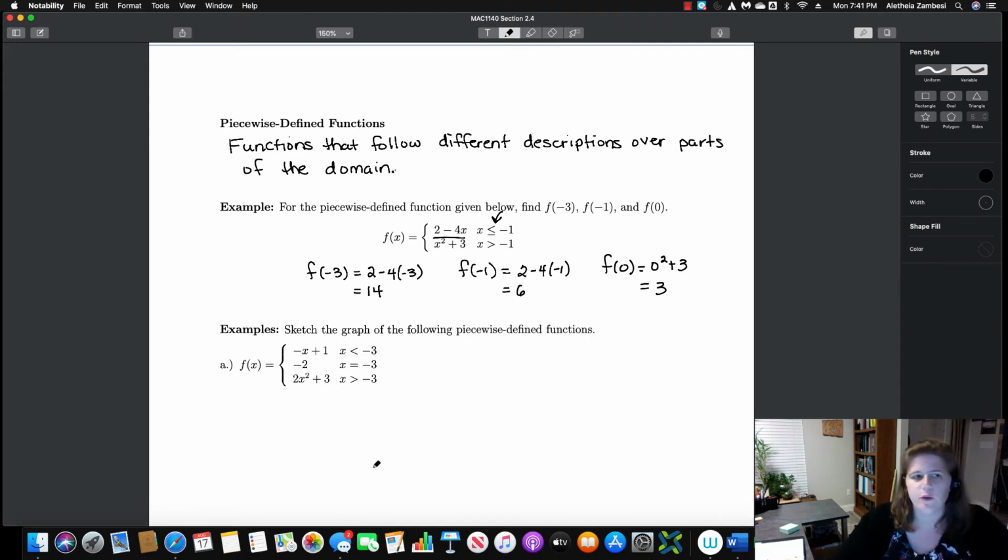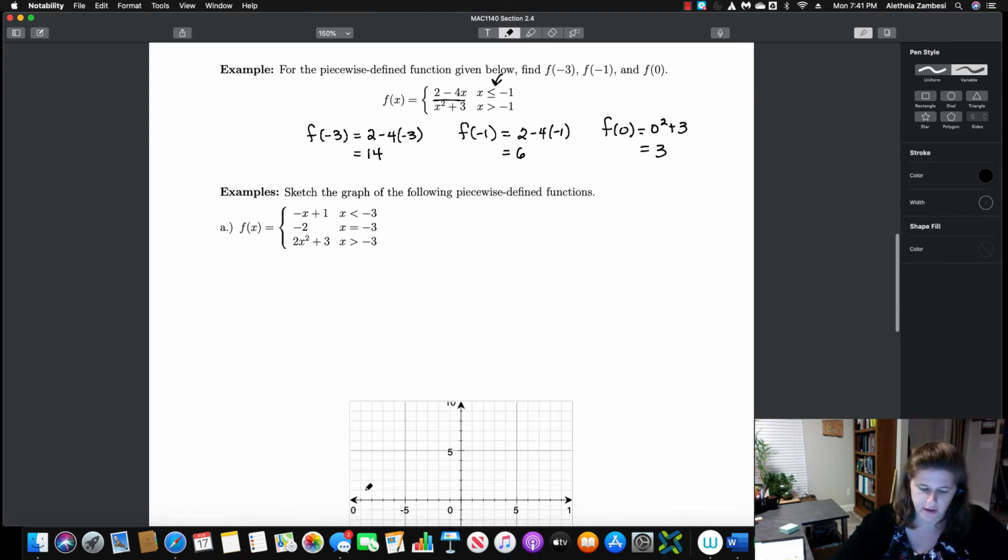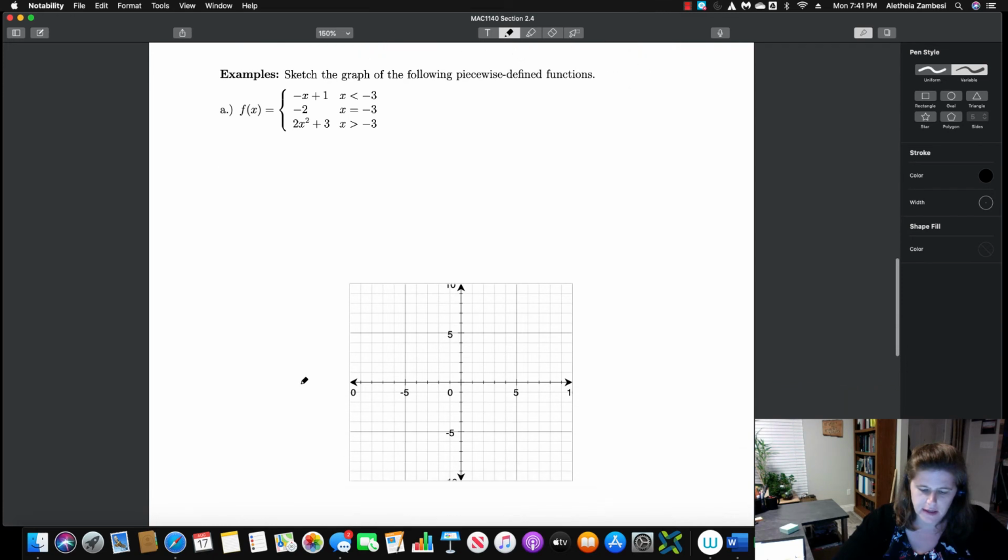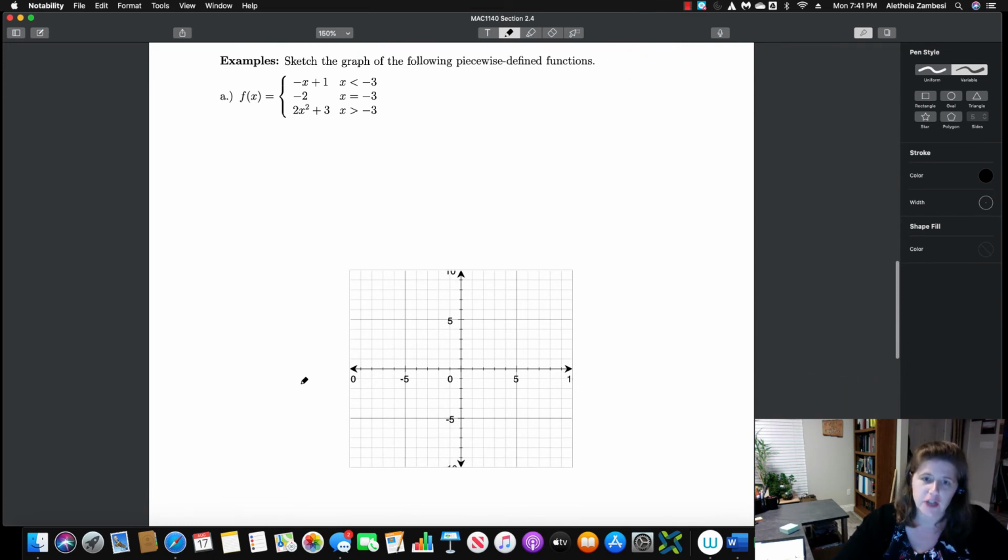Now, if I wanted to graph a piecewise defined function, the first thing I need to do is see where it's changing its function description. Now, I'm going to make an alteration of this function just so it fits the graph better. So you have 2x squared plus 3. I want you to cross through this 2, and we're going to just graph x squared plus 3 for this section.